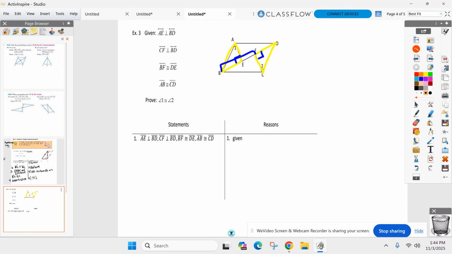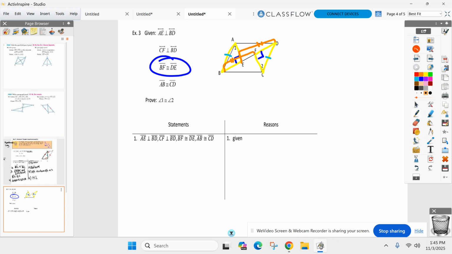We all good there? Because I know we fell in that trap on the quiz. So I can't count that as a side. We'll get back to it. AB congruent to CD. Can I count those as a pair of sides? Yes, those are actual sides. So let's go back to the BF and DE, the ones I can't count as sides. How are we going to make them into sides? I got BF and ED congruent to each other.